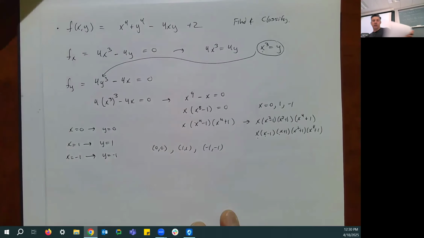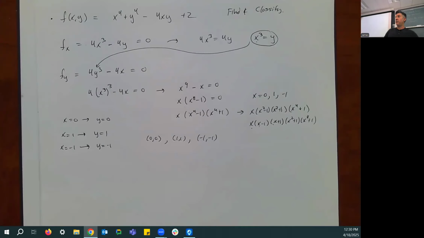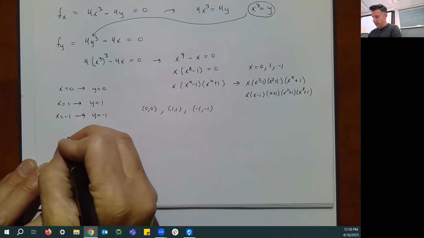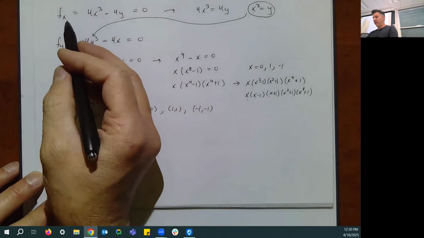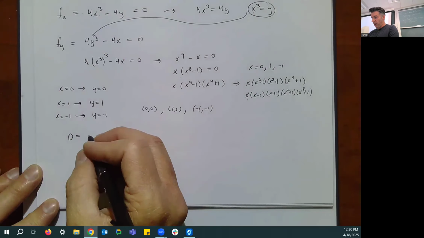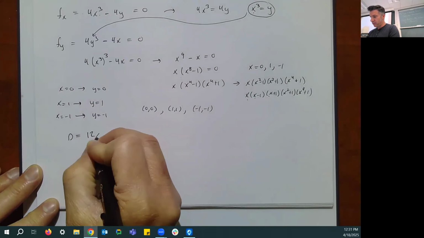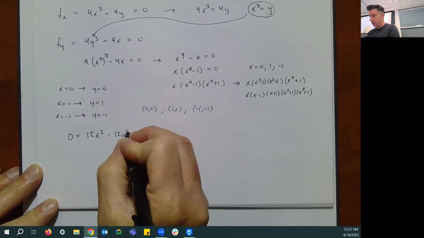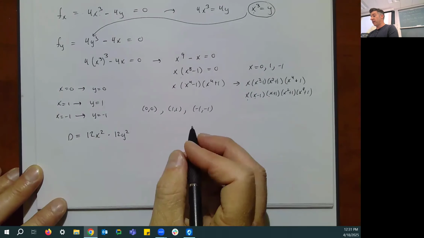Each of them could be any type of thing, meaning one could be a max, one could be a min, one could be a saddle. They could all be maxes, they could all be minimums, anything could happen. So we have to test them all. So we're going to find capital D again. So now our fxx is going to be 12x squared. Our fyy is going to be 12y squared. And our fxy is going to be -4.